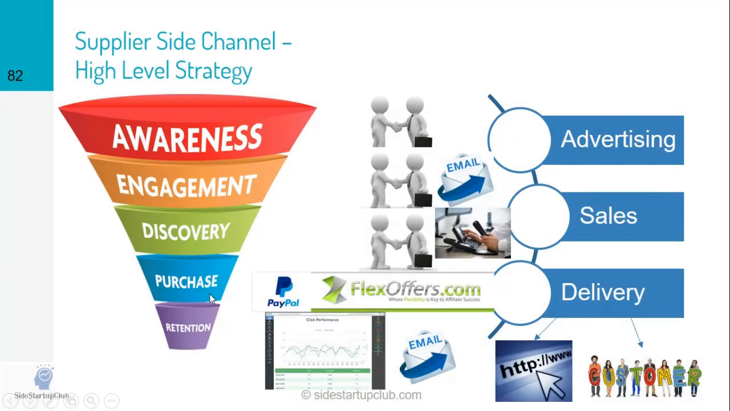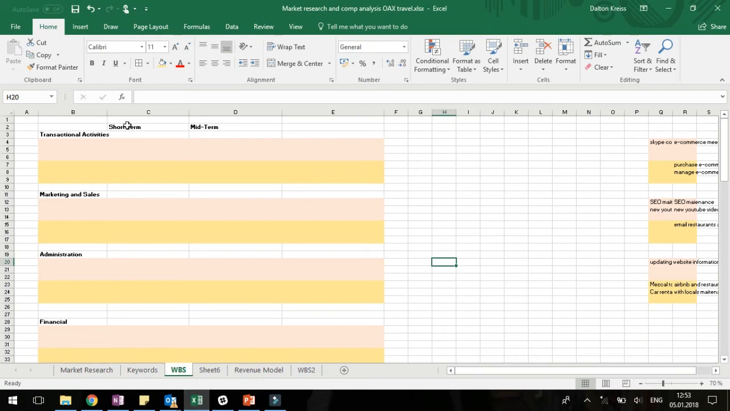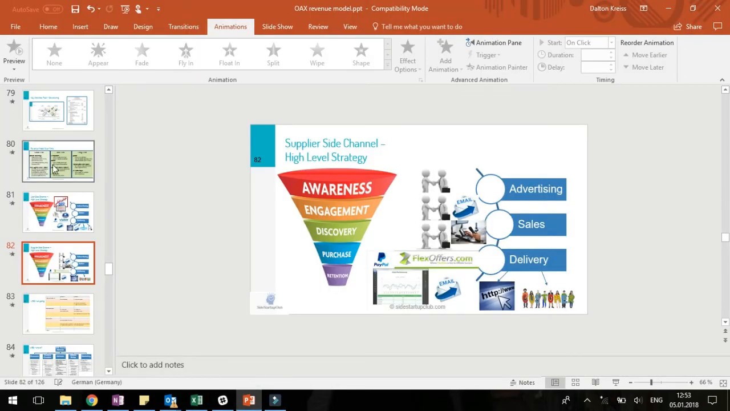And then the same thing here for the supplier side of the channel, and we listed everything that goes into each step of that, and we're going to use this now to populate our key activities. So I go back to my Excel and I say, in the short term, what are the transactional activities that need to take place in order to deliver X, Y, and Z to the customer? Well, what am I delivering?